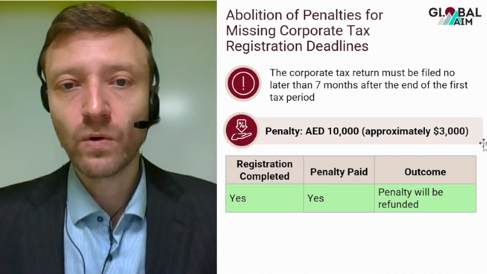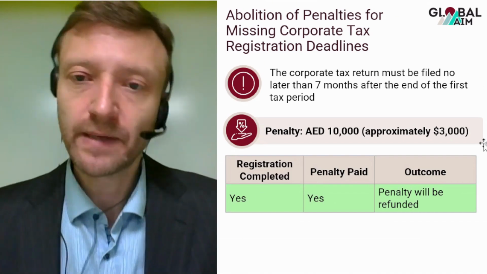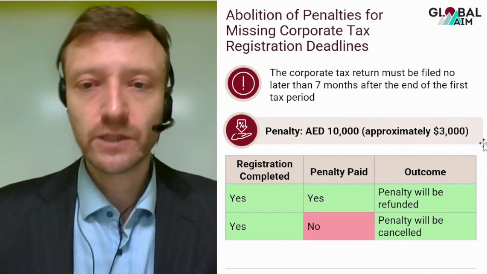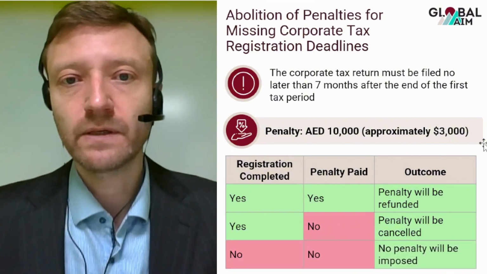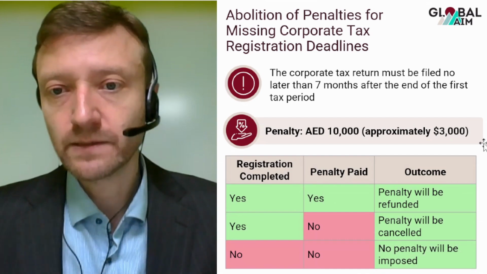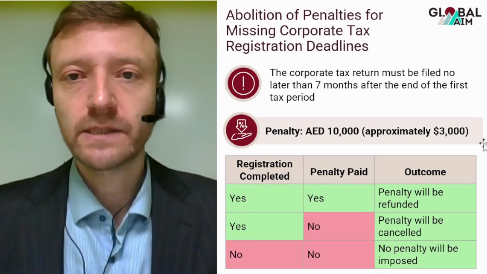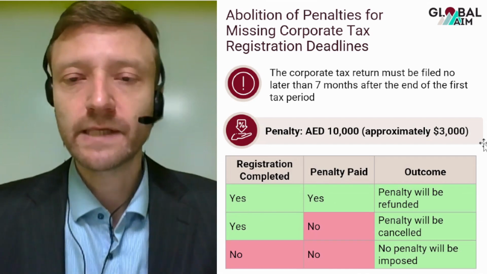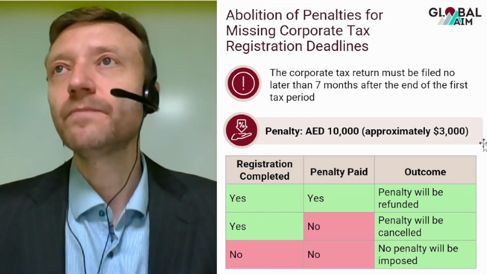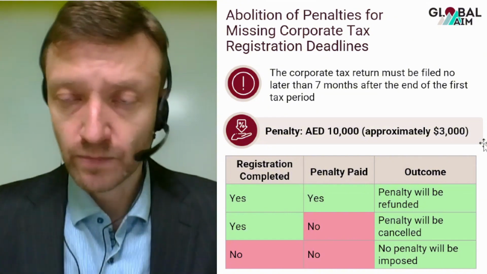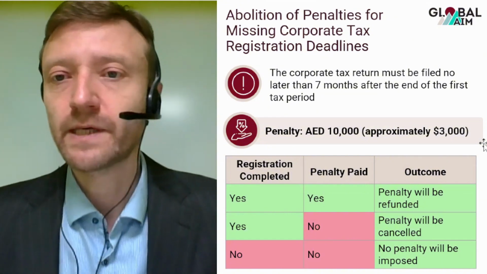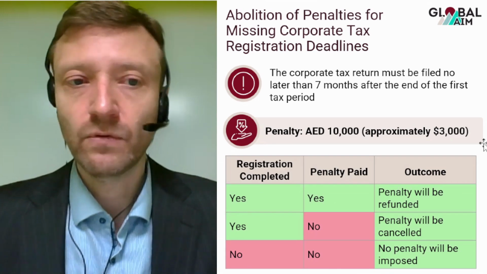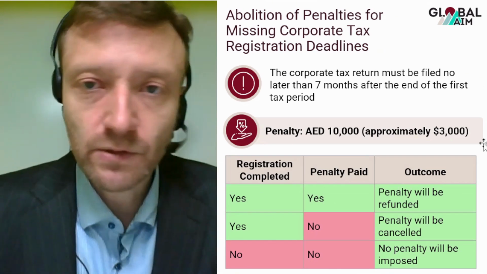If registration was done but the deadline was missed and penalty was paid, this penalty is going to be refunded. If the penalty was not paid, then any charged penalties are going to be cancelled. And if the registration was not completed and no penalty was paid, no penalty is going to be imposed if the return is submitted earlier, 2 months earlier, basically. This is kind of a bonus, an incentive for companies which missed the tax registration for corporate tax purposes to submit the corporate tax return 2 months earlier than necessary, to avoid penalties or refund penalties which were already charged. So this is good news.